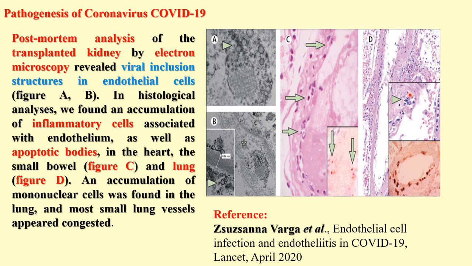will attract macrophages, and these macrophages will stimulate the release of inflammatory mediators like interleukin 1, interleukin 6, and tumor necrosis factor. So this confirms what I have said in the previous slide, and you can see the presence of inflammatory cells in the lung of a patient who died from coronavirus COVID-19.